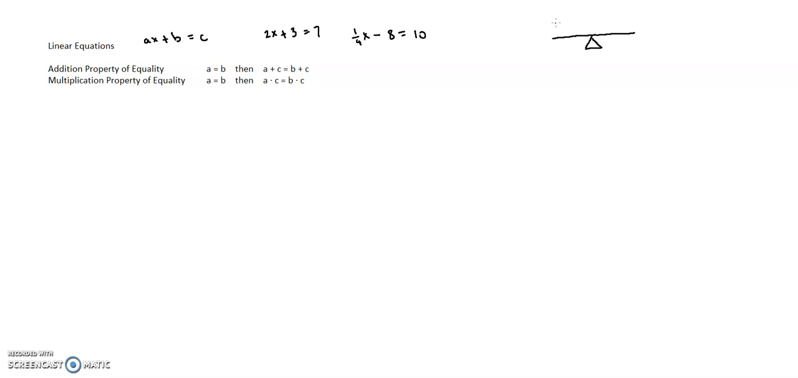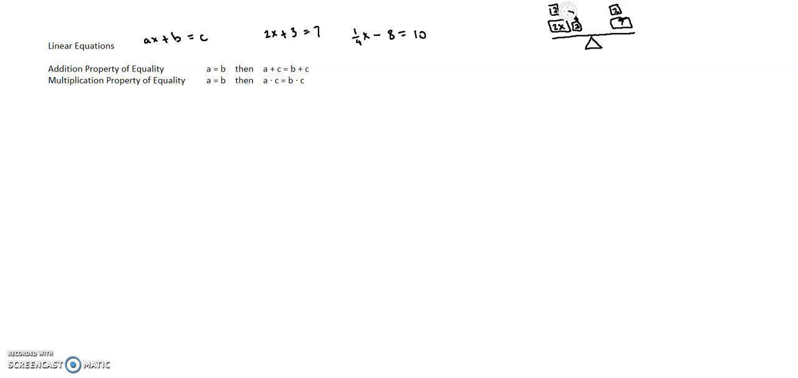So let's say that we've got, let's use our 2x plus 3 example. So I've got a block that's 2x, I've got a block that's 3. Okay, and then I've got a block over here that's 7. All right, so what the addition property says is that I can add the same thing to both sides. So let's say I can take a 2 block. If I add 2 to this side, then to keep it balanced, I'm going to add a 2 to this side. Okay, as long as we add equal amounts of weight on either side, then we can do that.